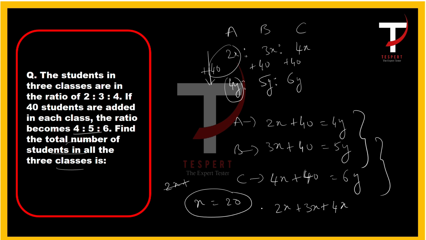So this is equal to 9x, right? 3 plus 2 plus 4. So 9 into, what is the value of x? x is 20. So 9 into 20, which is equal to 180, right? If options are given, you can solve this problem by going through the options, but this is the standard method. And so 180 is the total number of students here, right?